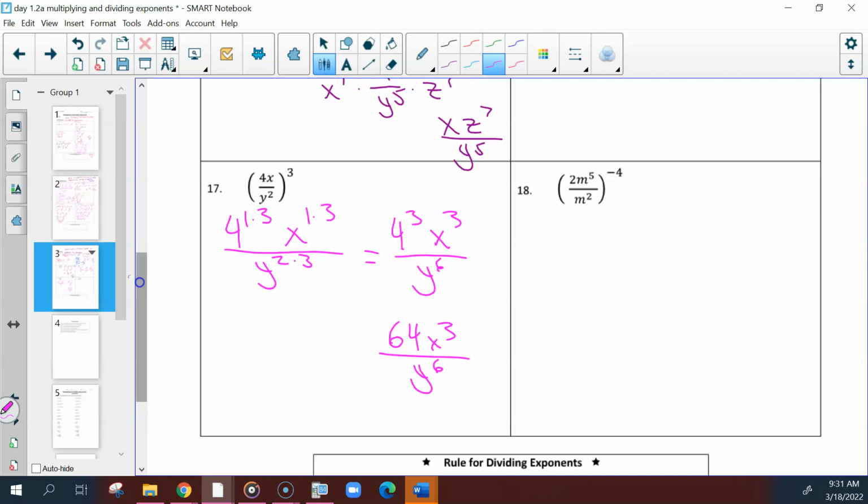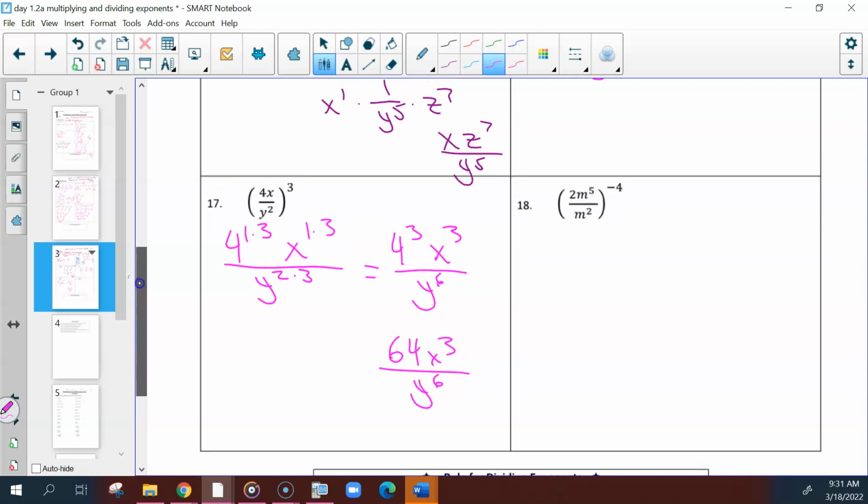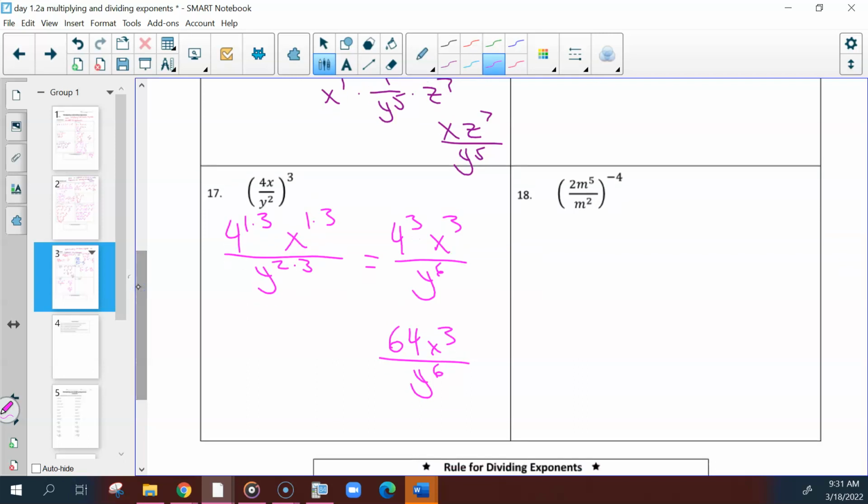Where'd you get a Z from? My Z's have lines in them. 4 to the 3rd is 64.